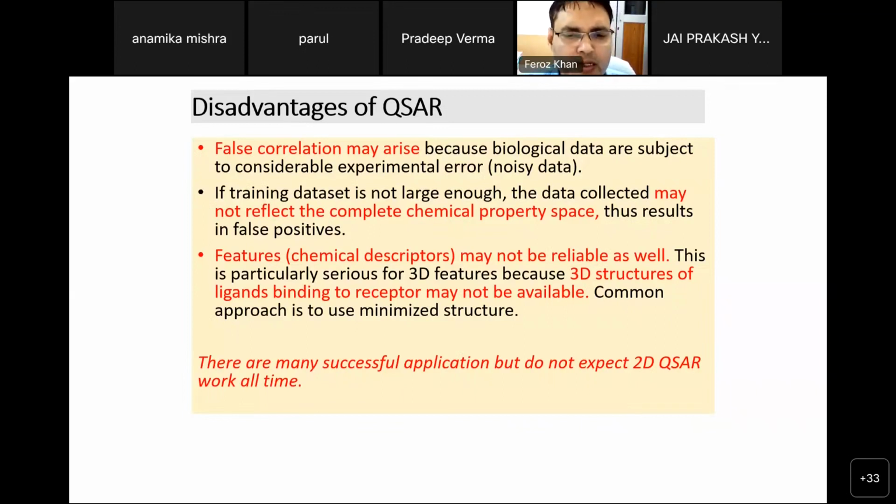You do not get the right data while developing the model. It's like you're compromising the data. There are so many successful applications, that's why I mentioned it here. There are many successful applications, but do not expect 2D QSAR to work all the time. You need some serious teamwork actually.